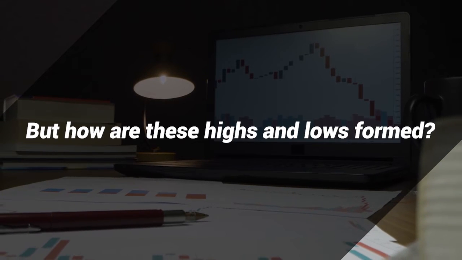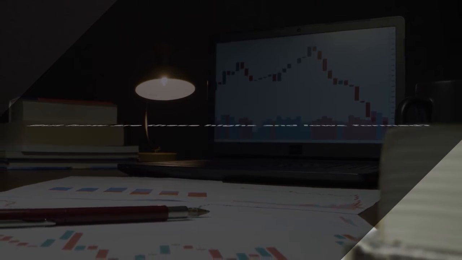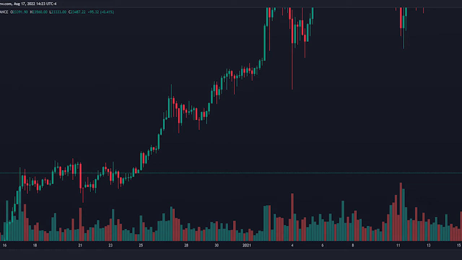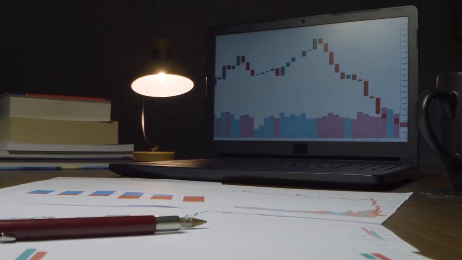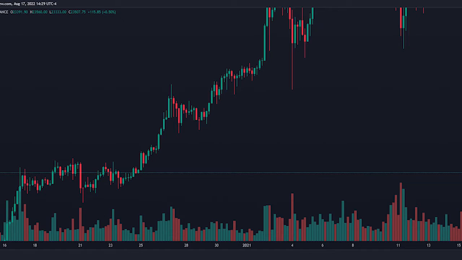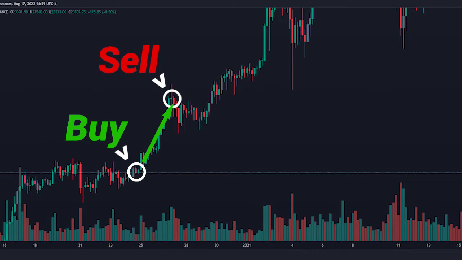But how are these highs and lows formed? In fact, these highs and lows are caused by the buying and selling of traders. For example, there has been a lot of buying pressure in this part of the chart and in these candles. And here the market has corrected the price. Price correction happens when traders have entered into a trade in this area and have made a good profit. And now in this area they tend to withdraw their profit from the market.